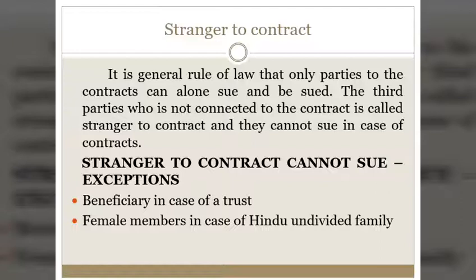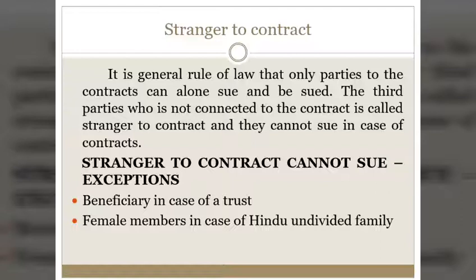That is, number one is beneficiaries in case of a trust. Trust is an association formed for doing some welfare activities. Then who is a beneficiary in case of a trust? The person who is getting benefits from the trust is called a beneficiary. They are third parties to the trust, but they can sue if the benefits are not received by them properly. Next, female members in case of HUF. HUF is a Hindu undivided family. In that Hindu undivided family, the female members born in that family are third parties to the family. Automatically they will go to some other house after marriage. So for their marriage, if anything is not done properly to them, then they can file a case against the Hindu undivided family. Female members in case of HUF can sue the HUF if the marriage expenses were not met properly. This is regarding the stranger to contract who can sue in exceptional cases.